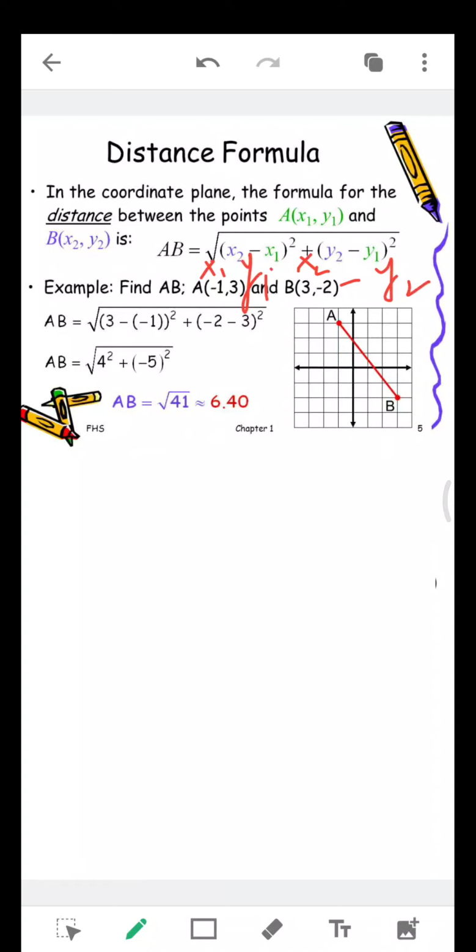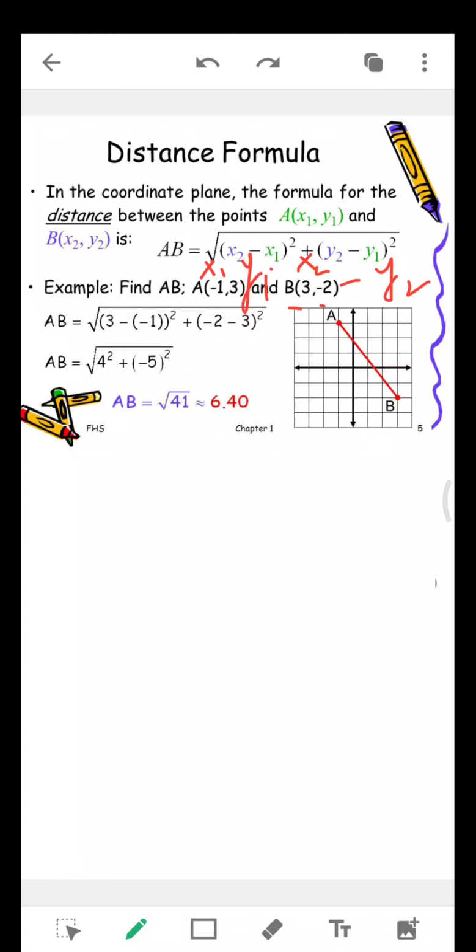What is our formula? X2 minus x1. So what is our x2 value? 3 minus, the formula minus, and x1, what is x1? Minus 1. 3 minus of minus 1 whole square, then plus the formula, then y2 minus y1. What is y2? Minus 2 minus 3, y2 minus y1. So you can have negative values too.